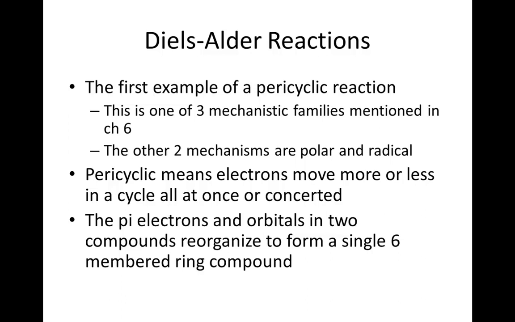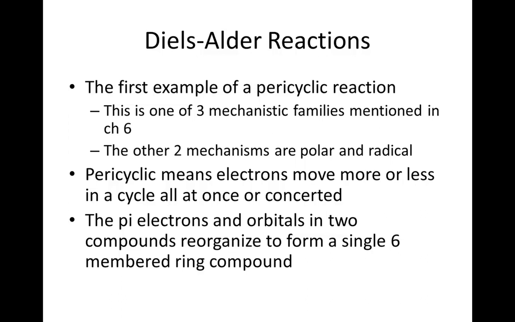The pericyclic mechanism was discovered a lot later than polar and radical reaction mechanisms. All of those kinds of mechanisms were first presented back in chapter 6, and they just barely included pericyclic in that chapter. And I mentioned it at the time because I said, well, if we're going to talk about the kinds of mechanisms, we need to know all of them. And so this is the first time we really see what we mean by a pericyclic reaction mechanism.